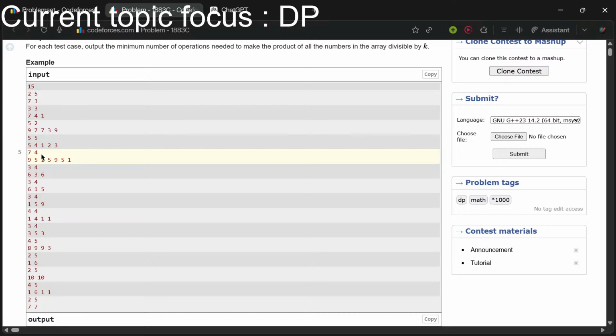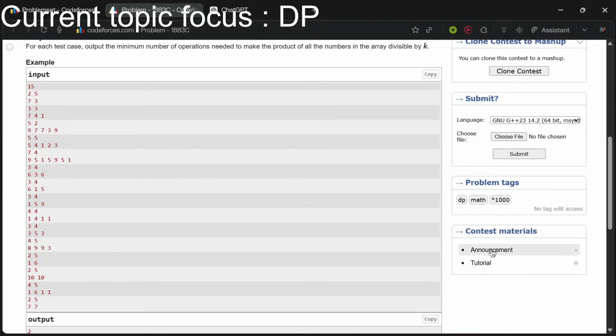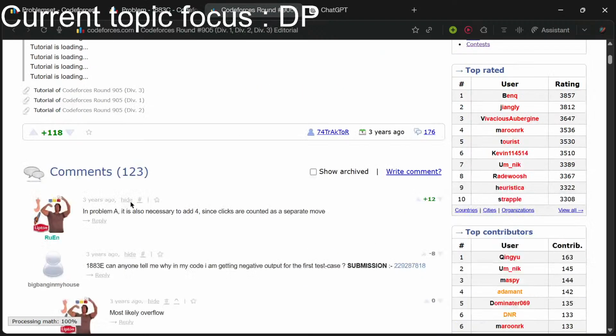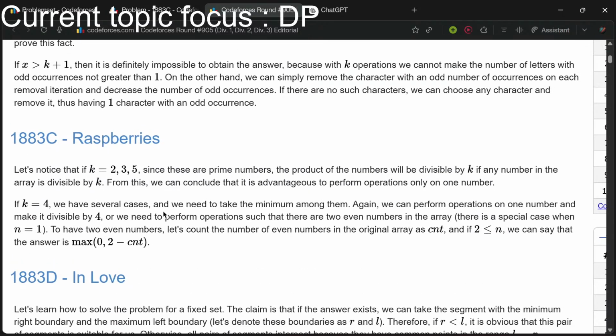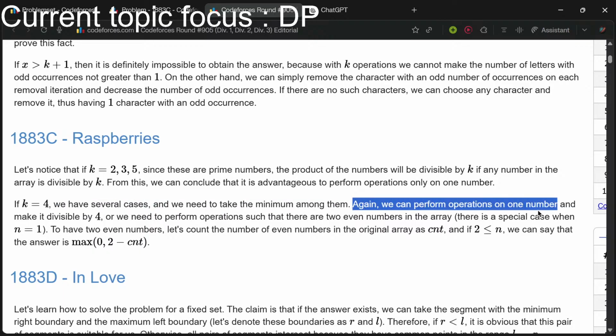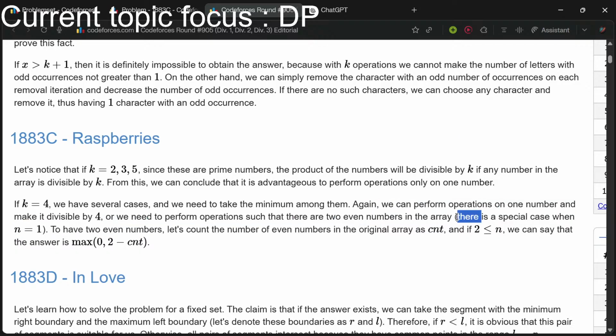So fourth is the special case where you will have to do a little special arrangements, but I didn't really get that point here. If k is equal to 4, we need to take minimum. We have several cases and we need to take minimum among them. Again, we can perform operations on one number, make it divisible by 4, or we need to perform operations as if there are two even numbers in the array.